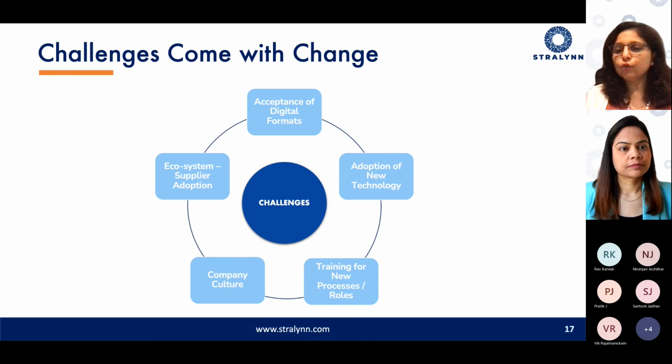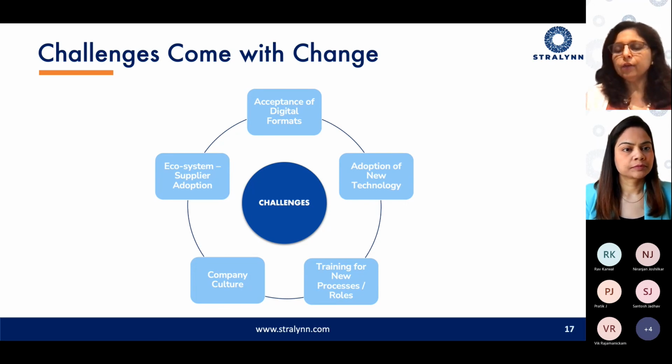And then, of course, with role changes, there is a fear factor. People may think, I will become redundant, I do not want to accept this. No, you're not becoming redundant. You are actually upskilling yourself. You're going to do more value-added work, right? And you have to make sure that your company culture adapts to it.